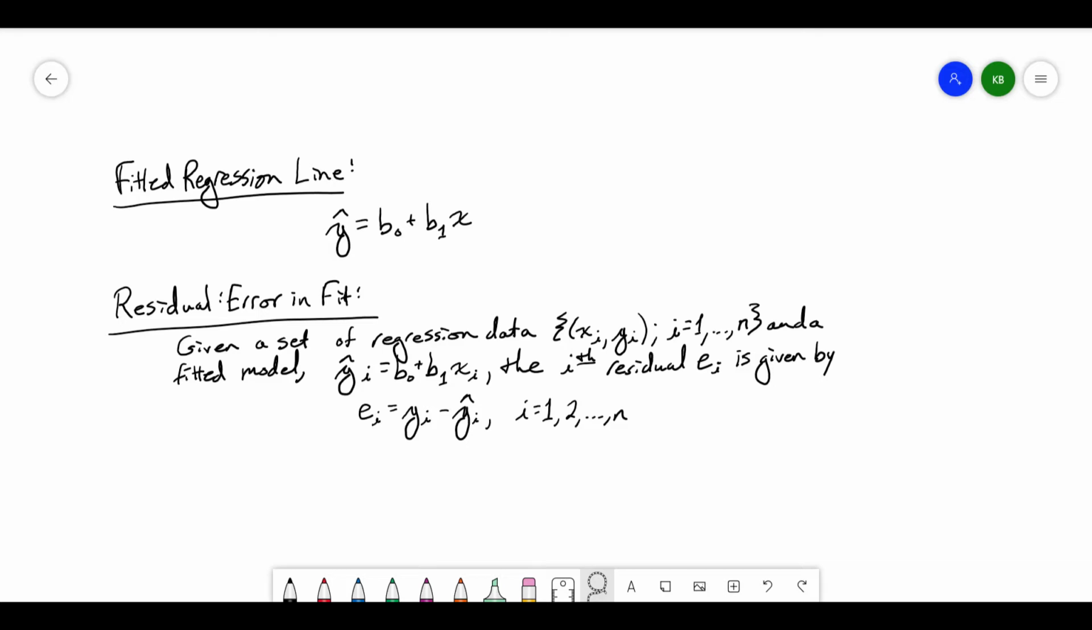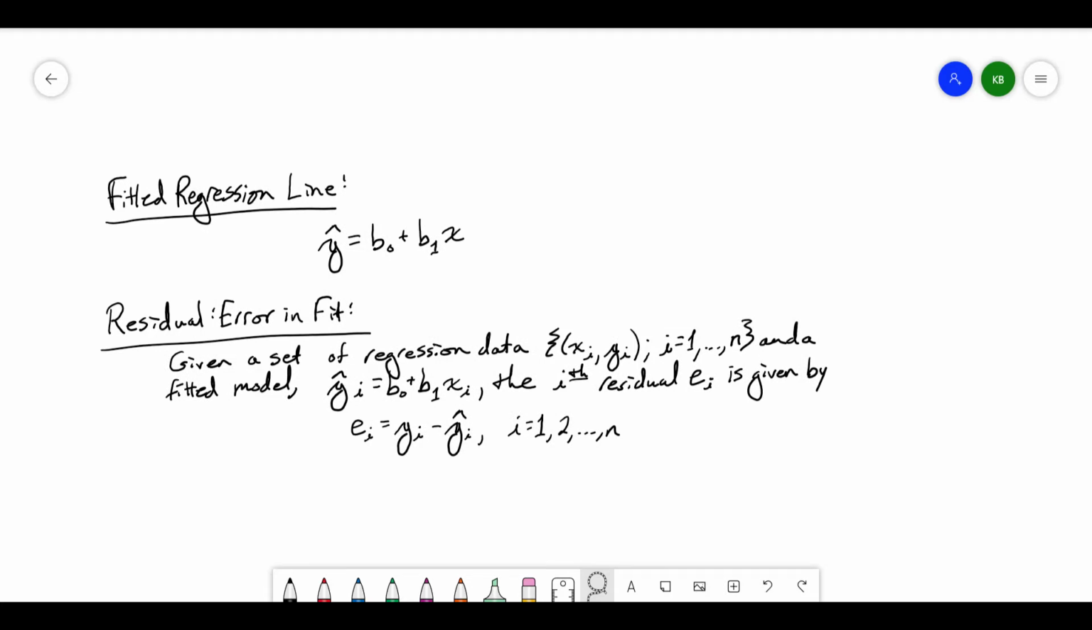Now, every time we fit a model, every fitted model is going to have some kind of error. We call it a residual. So the residual, or the error in the fit, we can find just by taking the true value of y and subtracting the estimated value of y for every y value in our regression data that we're given.